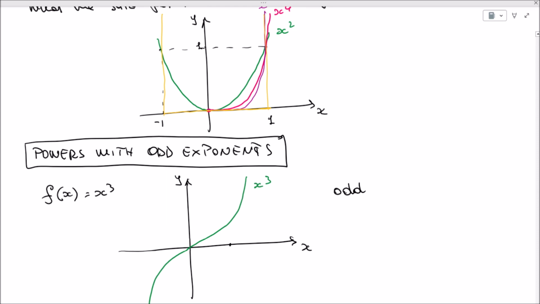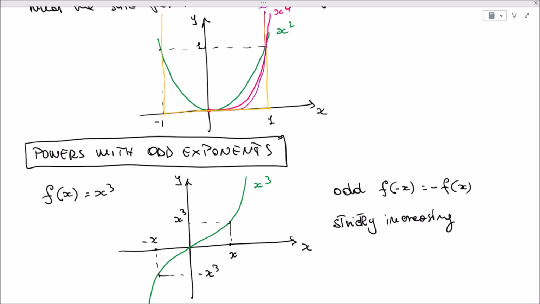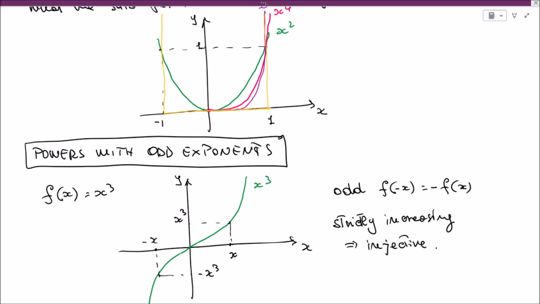In fact, if we have x here, we have x cubed, which is exactly the opposite of the image of minus x. So once again, we have that f of minus x is equal to minus f of x, which proves that the function is odd. And it is also strictly increasing, which implies that it is injective. And from the graph, we also realize that every possible element on the y-axis is hit by an image. So we can also say that the function is surjective.